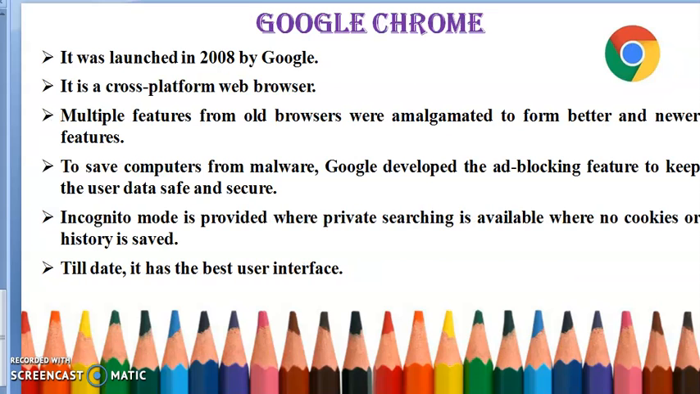And now let's see Google Chrome. It was launched in 2008 by Google. It is a cross-platform web browser. To save a computer from malware, Google developed ad blocking features to keep user data safe and secure. An incognito mode is provided where private searching is available, where no cookies or history are saved. To date, it has the best user interface.